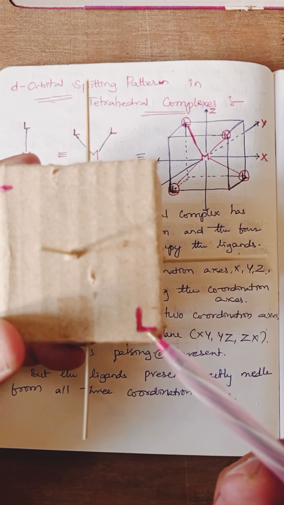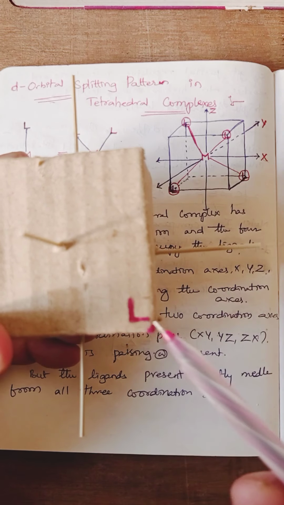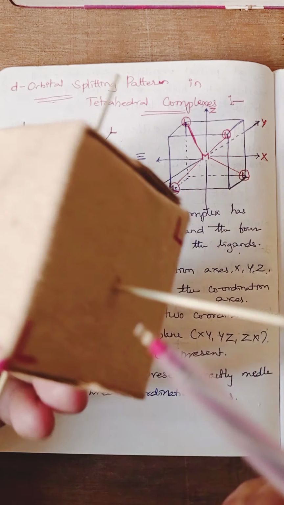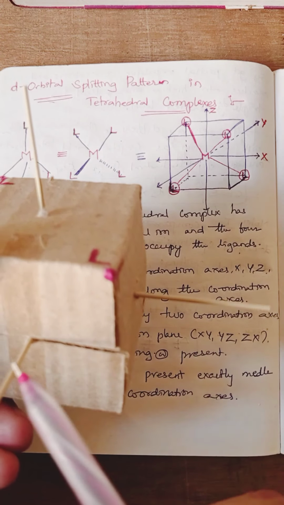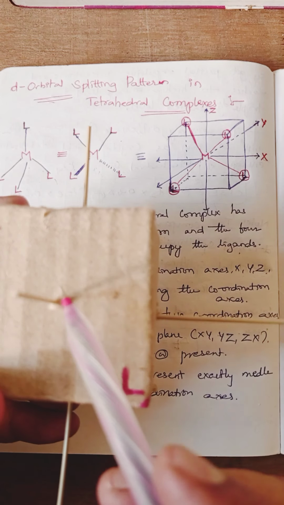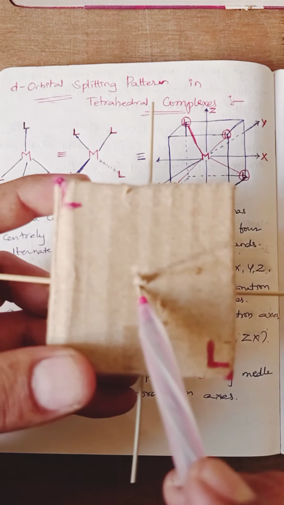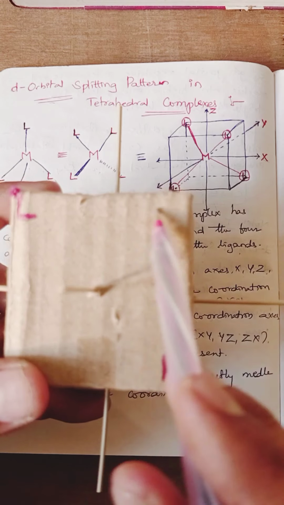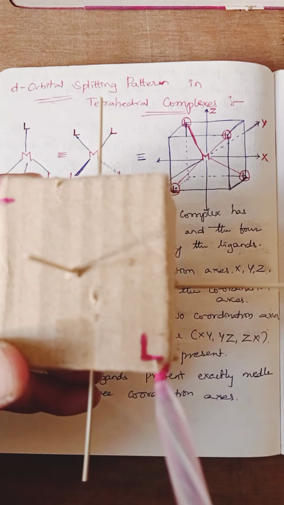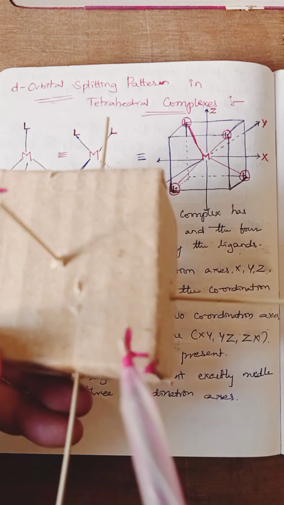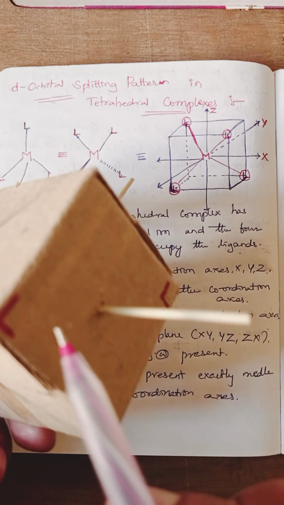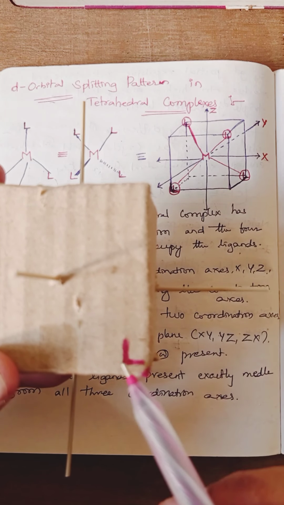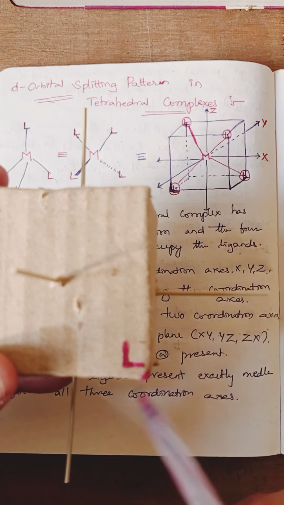If we are taking this particular ligand, whatever distance it covers from the z axis, the same distance it covers from the x and from the y also, right? The coordination axis passes exactly through the middle of the cube face, so the distance from the center of the face of the cube to the corner will be the same, right? Whatever the distance here, the same distance takes place here also, and here also. Like that, the ligands occupy positions in the middle from all three coordination axes.